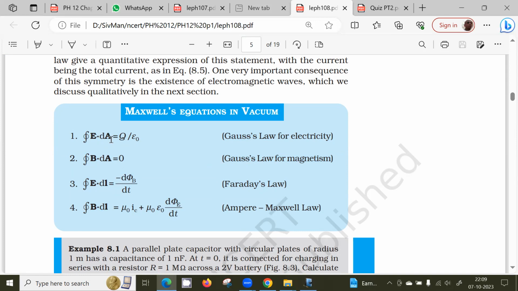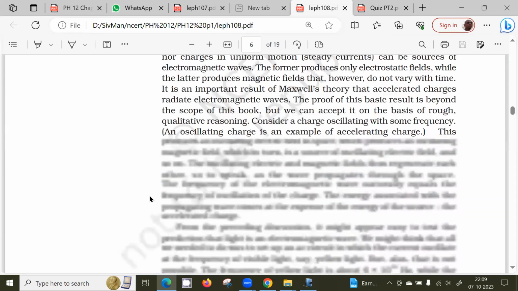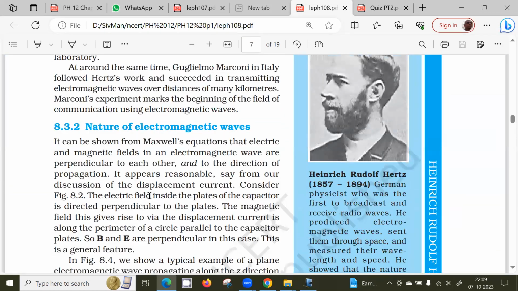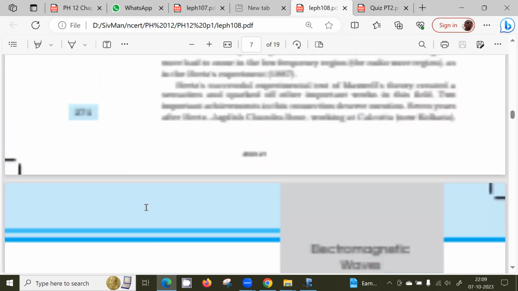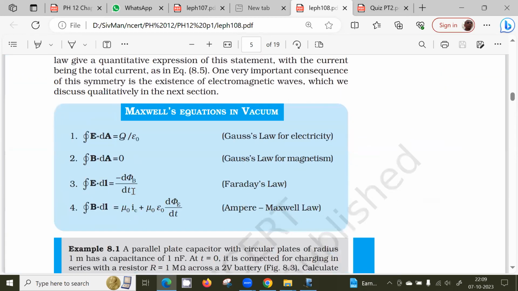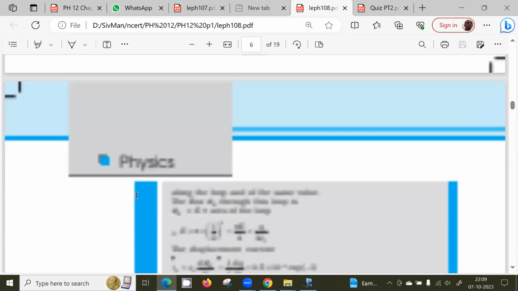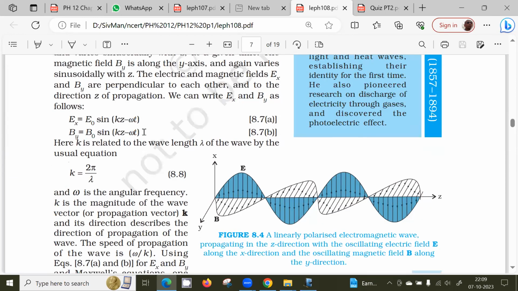In this set of four equations, if I put E equal to E naught sine of kx minus omega t, and B as B naught sine of kx minus omega t, it will solve these equations. So the electromagnetic wave is the solution of this set of four equations, and that solution has this particular property: electric field in one direction, magnetic field in the perpendicular direction, and the direction of propagation of the wave given as E cross B.